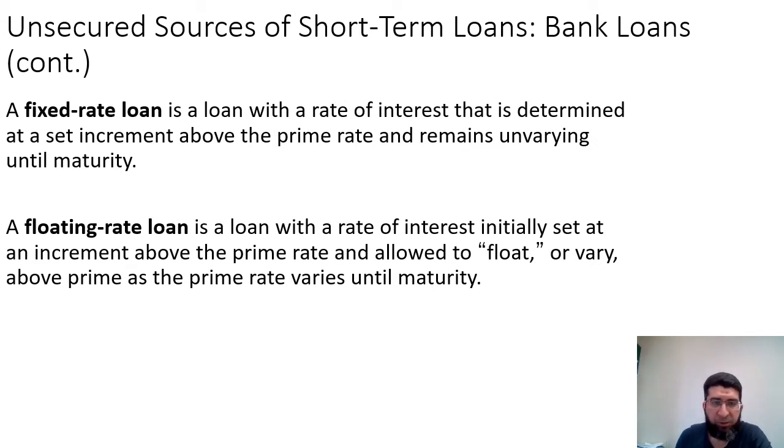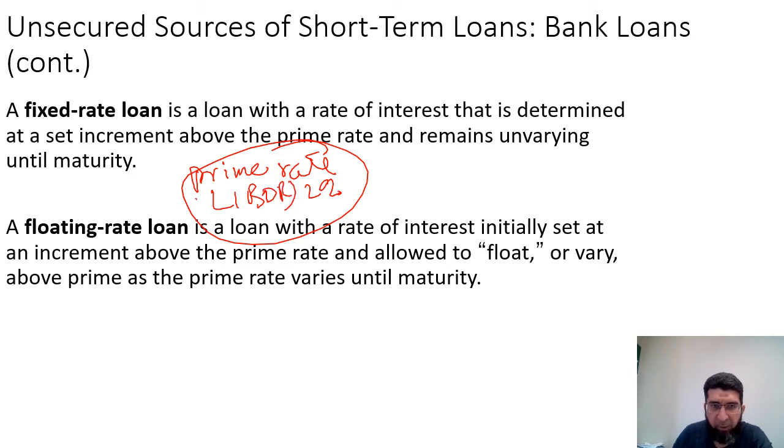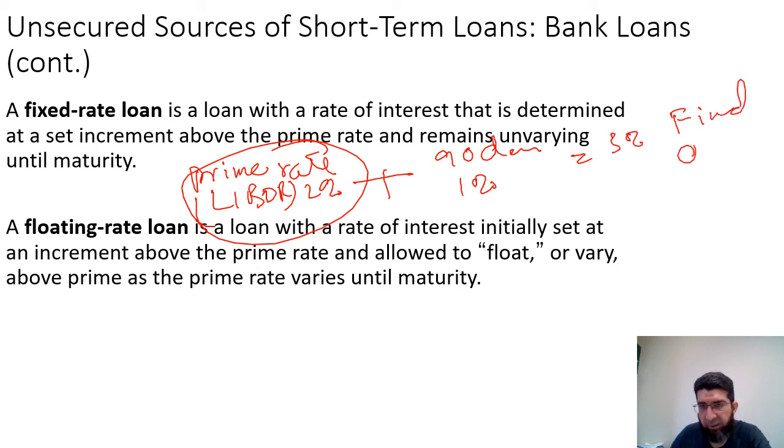There are two types of these loans: a fixed rate loan and a floating rate loan. In a fixed rate loan, we have the prime rate, for instance 2%. So prime rate can fluctuate. As I said, it's LIBOR. And then we have a fixed rate of, let's say for 90 days, 1% interest rate. So that will be equal to 3% fixed for 90 days.